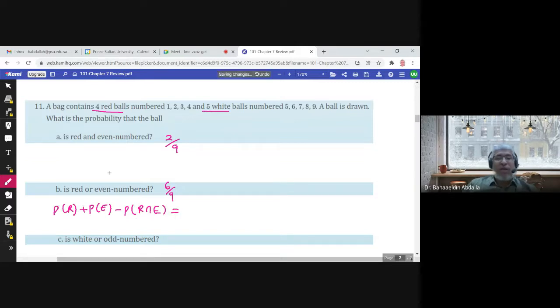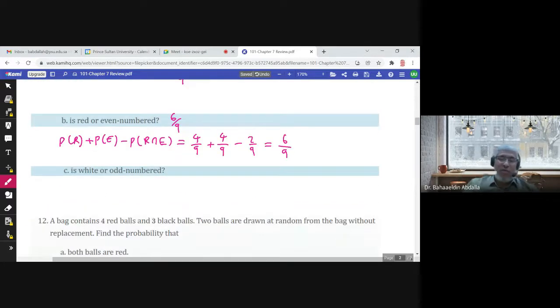Probability of red, how many red balls are there? 4. Even, how many even? 1, 2, 3, 4. 4 are even. Red and even, well, we have seen red and even, two numbers. So the answer would be also 6 over 9. There are different ways to solve this problem.